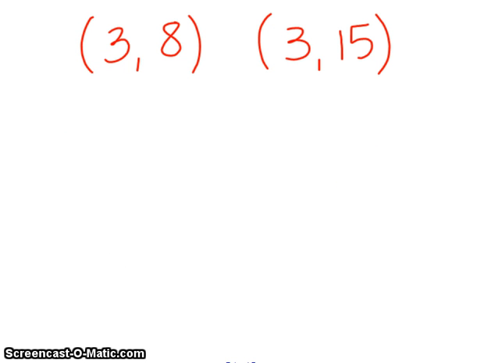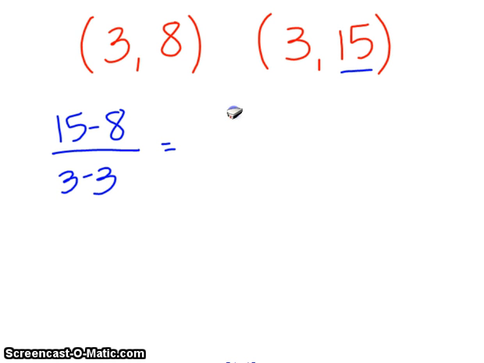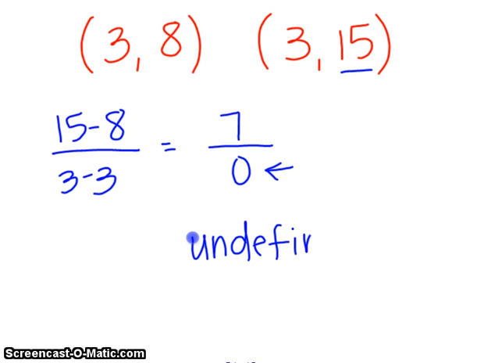The last scenario, we have the points (3, 8) and (3, 15). If I go through and I do my equation, I would do 15 minus 8 if I'm choosing from this point first, over 3 minus 3. 15 minus 8 is 7, and 3 minus 3 is 0. Now if you ever notice a 0 in the denominator, that means we have a problem. You are not allowed to divide by 0. So in this case, this is considered to be an undefined slope. This is the slope of any vertical line.